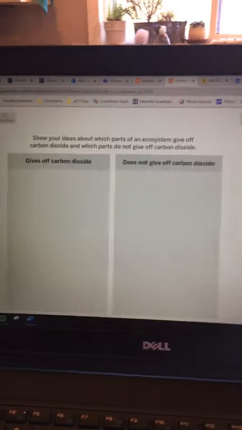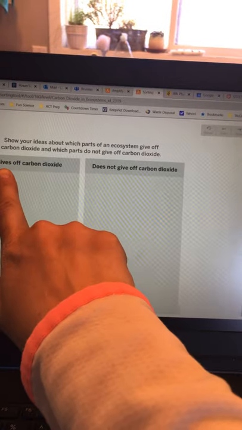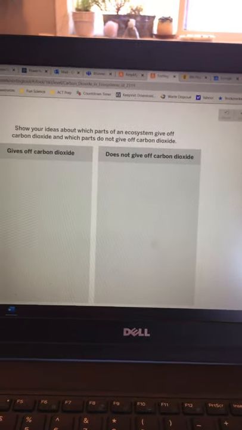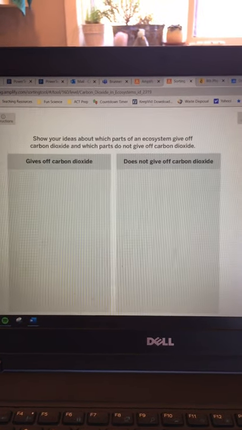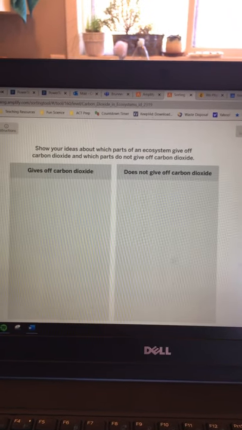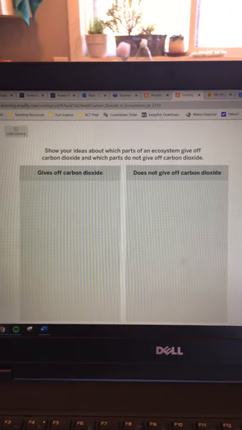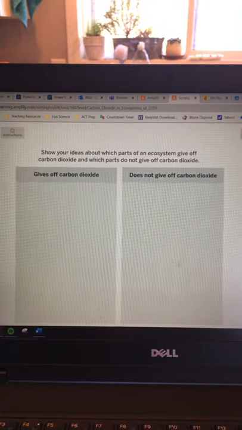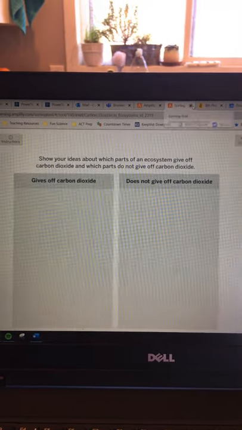So you guys sorted them into two columns: either it gives off carbon dioxide or it does not give off carbon dioxide. It's okay if you don't know. We're going to come back to this later, and you'll have some more information to help you sort through this, including today's little lab activity, which is called the Snail and the Elodea experiment. So this was yesterday's, so I'm going to go ahead and exit out of that.